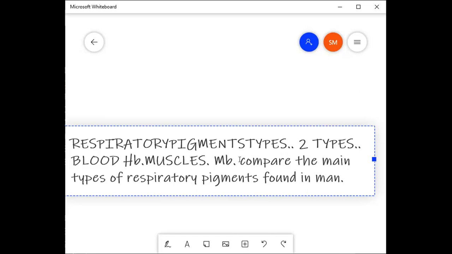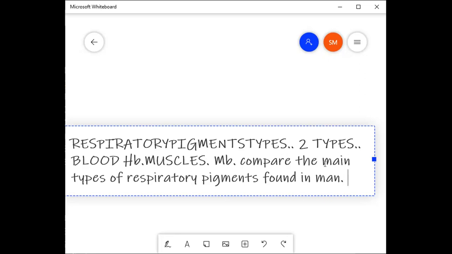Let me tell you one thing: hemoglobin is present in the blood, the first difference, and myoglobin is present in the muscles. Then, how much oxygen do they hold? How long can they hold oxygen? In what situation is hemoglobin going to leave oxygen, or why is myoglobin important?